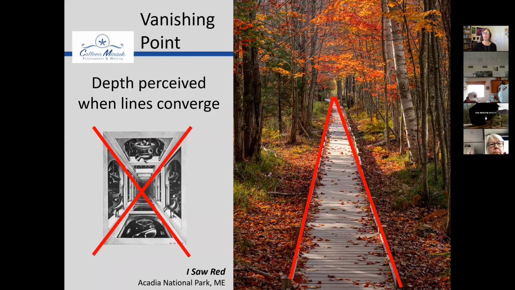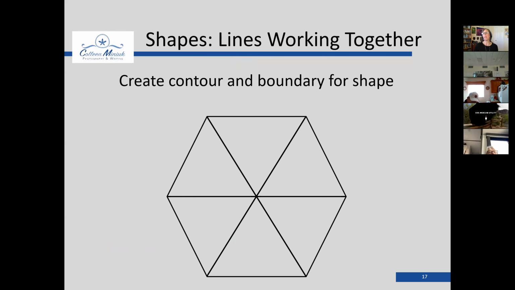So when you're out in the field, pay attention to where your lines are moving around, how they're working within the frame, and how they're working together. And it's working together that creates shape. It creates contour and boundary for shape. So in this case, we have multiple triangles together. This is just a bunch of lines our brain is perceiving.